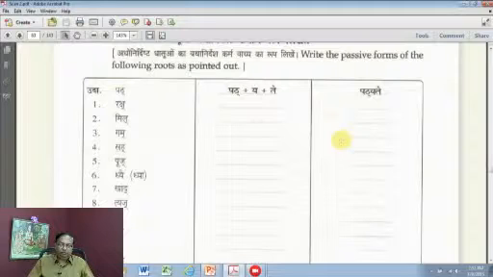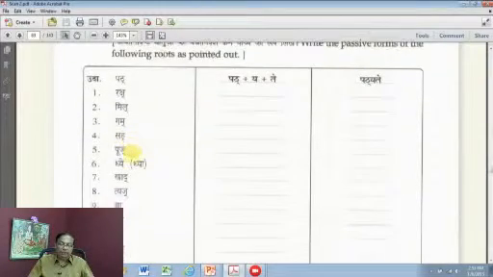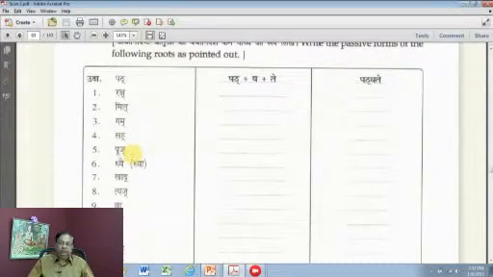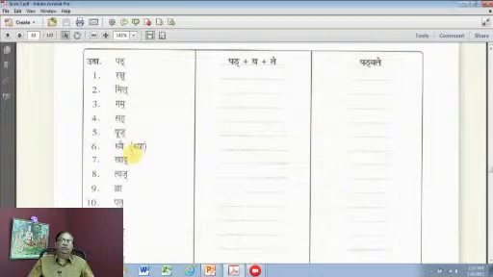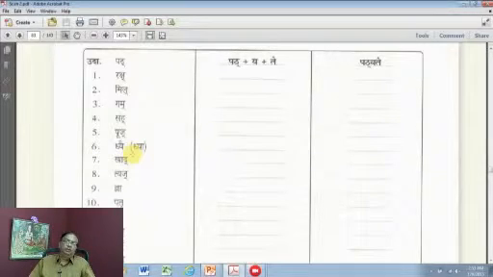Gam plus ya plus te, gamyate, is gone. Saha plus ya plus te, sahyate, is tolerated. Puja plus ya plus te, pujyate, is respected or worshipped. Swadeshe pujyate raja. We have studied last class. Somewhere Subhashita: swadeshe pujyate raja vidwan sarvatra pujyate. Pujyate is passive. Puja plus ya plus te is worshipped or respected.